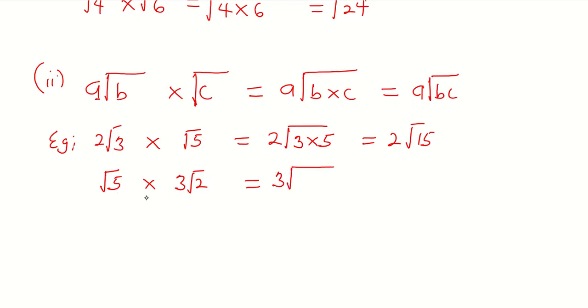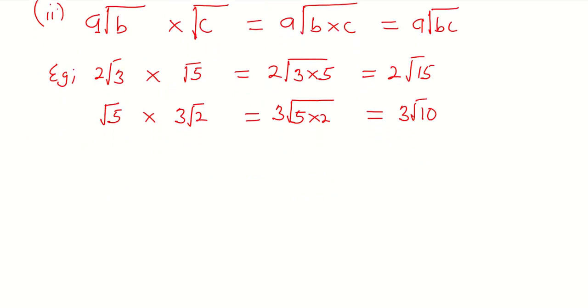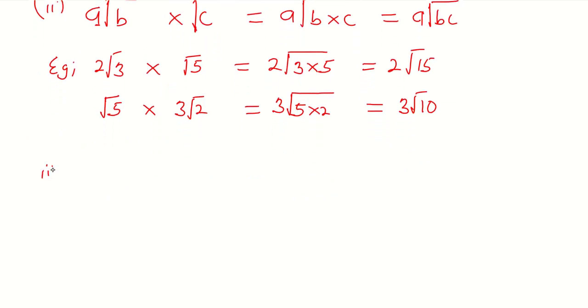That is square root of 5 times 2, we have 5 times 2 here. And so at the end we have 3 square root of 10. So that's the second one under the second property of surd. We continue with this third type.